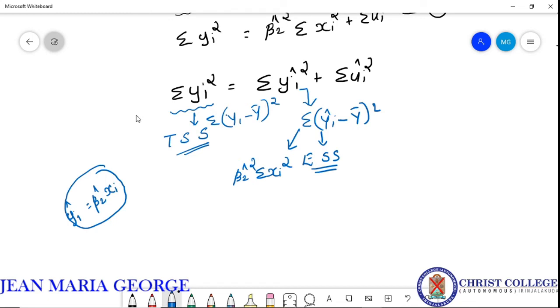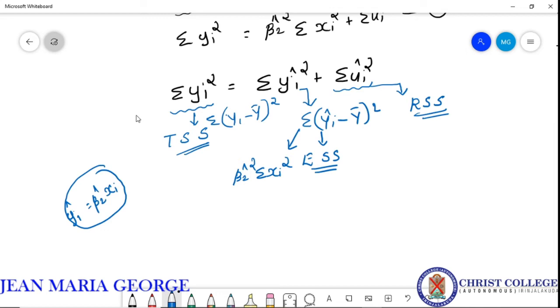So this is the explained sum of square, and this third component sigma ui hat square is called the residual sum of square. ui hat is nothing but the error term or the residual term, the unexplained variation of y. So sigma ui hat square represents the unexplained variation of y values about the regression line. The unexplained or omitted part is shown in sigma ui hat square, so it is called the residual sum of square.